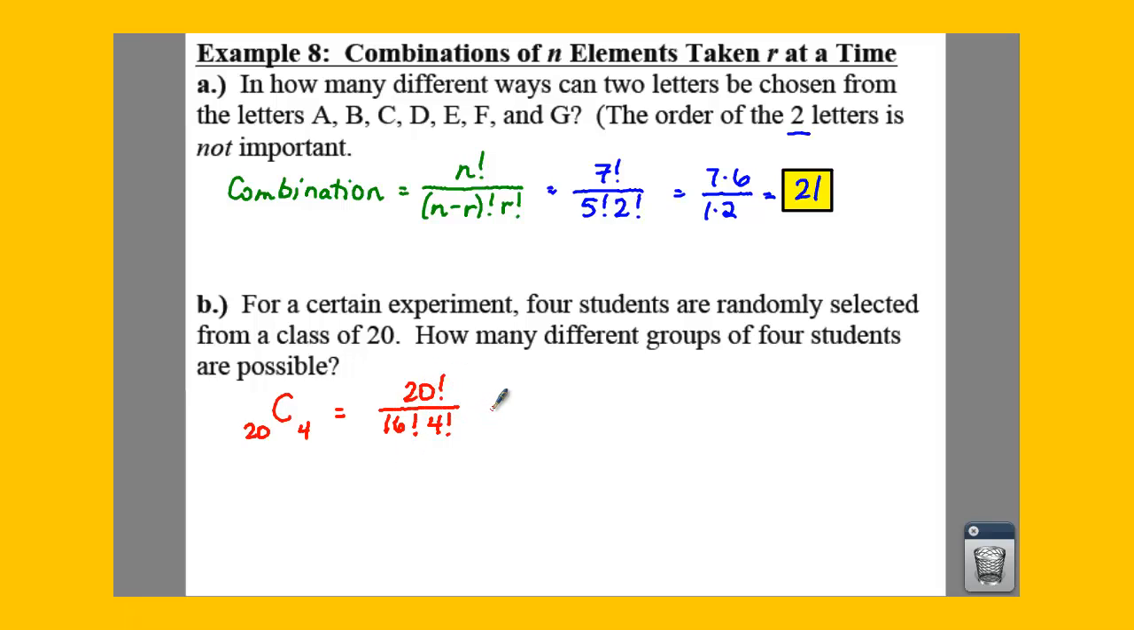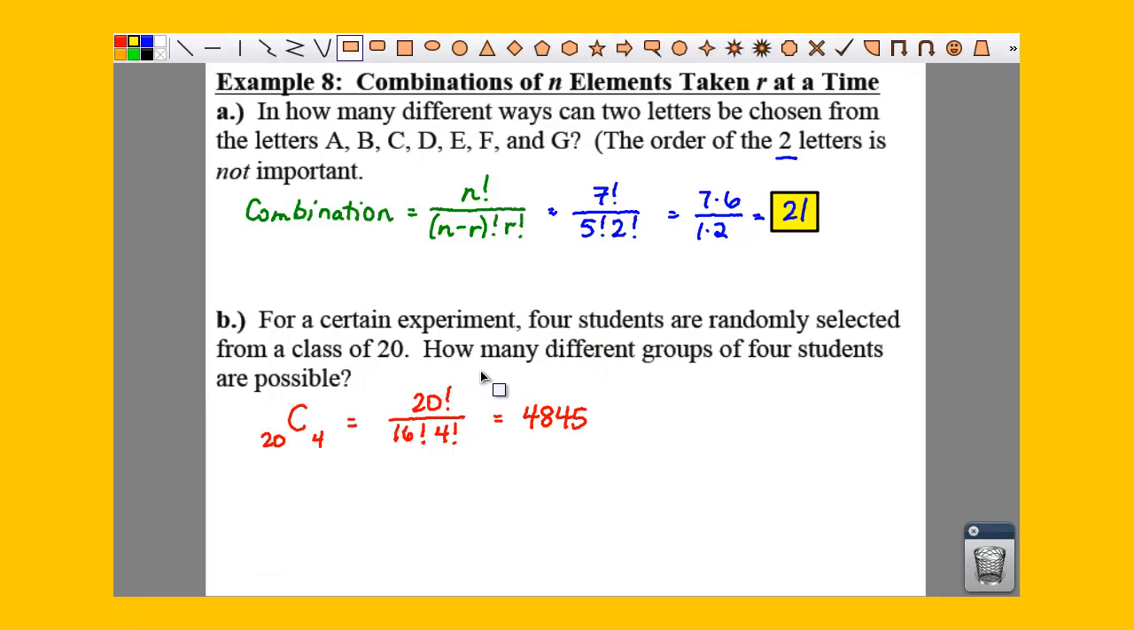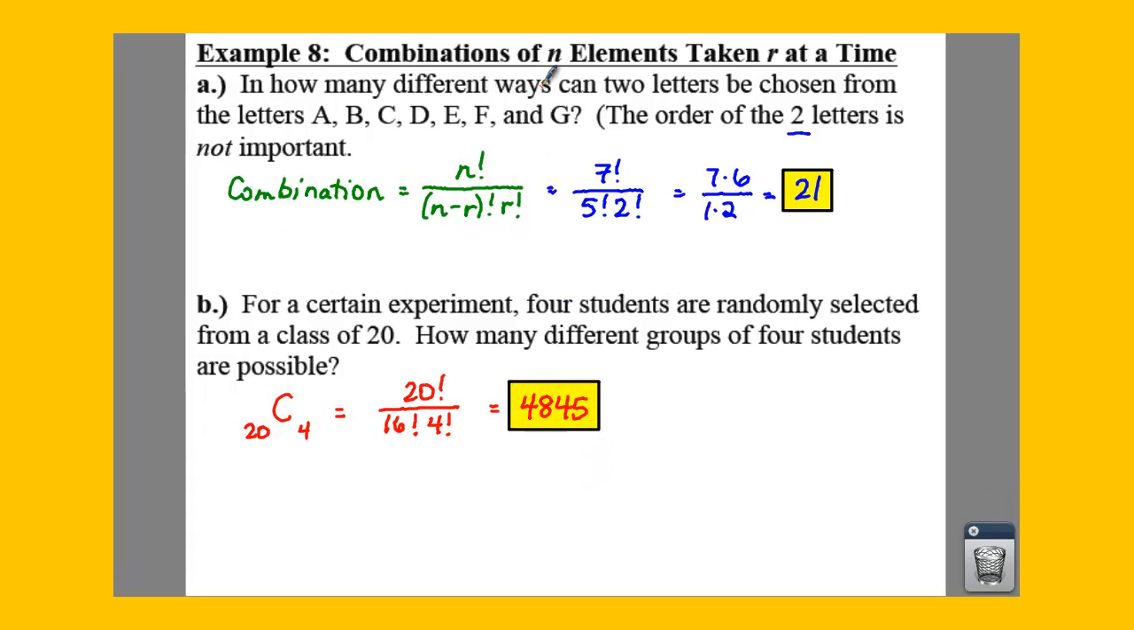How about no? When you simplify this, you end up getting 4,845. So that should help you figure out how many different groups of 4 students are possible if you have a class of 20.